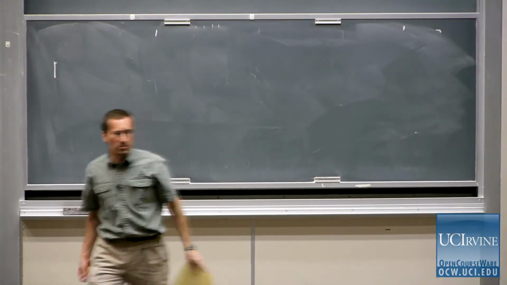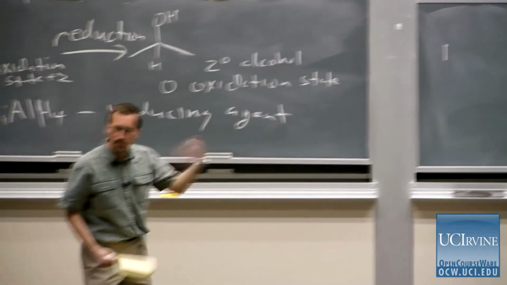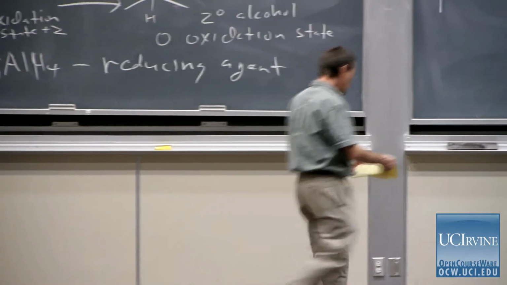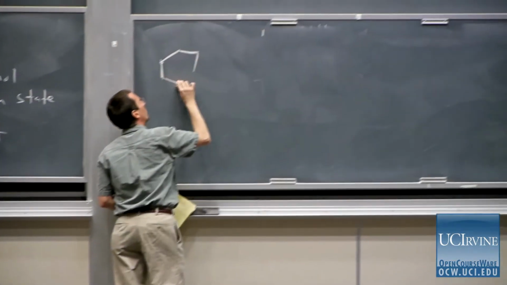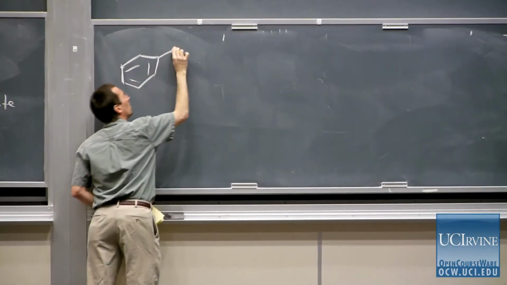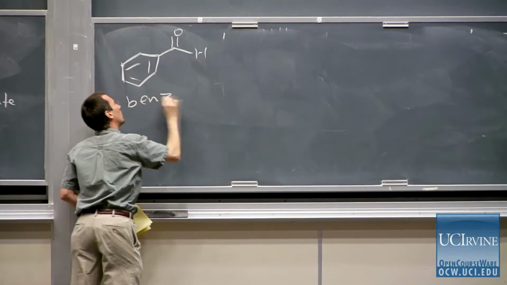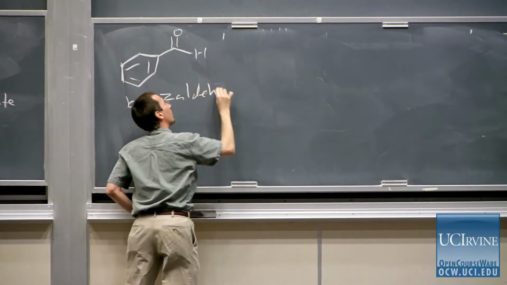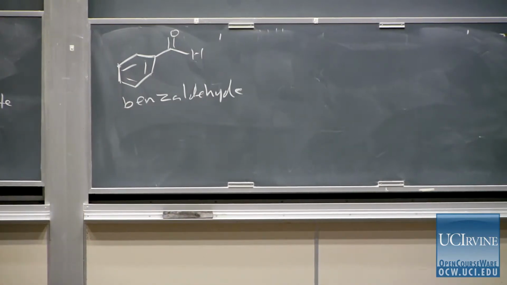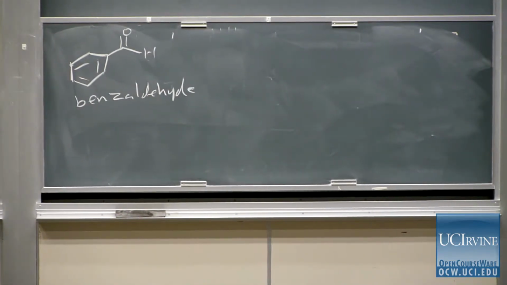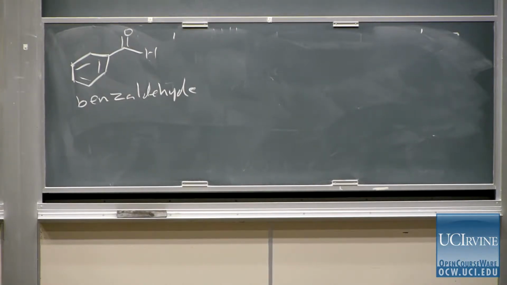Since the very astute gentleman asked the question about aldehydes, let's take primary alcohols. Let's go ahead and take an example of reduction of an aldehyde to a primary alcohol. And so we'll take benzaldehyde. Benzaldehyde is a very nice smelling compound that kind of smells of cherries. It's sort of the flavor of cherry coke or artificial cherry flavor.